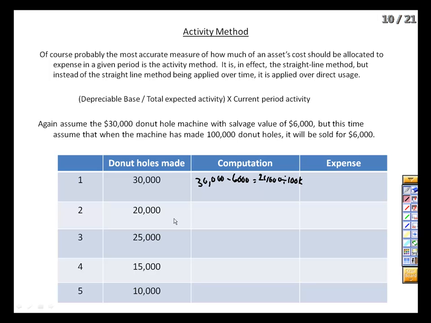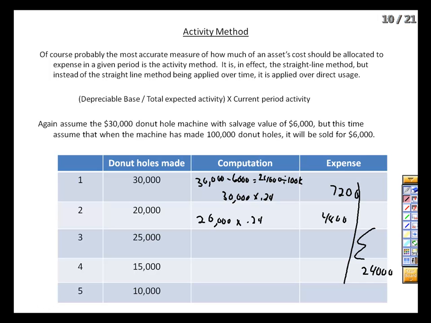If we've made 30,000 units in year 1, then we're looking at 30,000 times 24 cents. We're looking at $7,200 of depreciation expense in year 1. Our 20,000 units in year 2 is going to translate to $4,800 of depreciation expense, and so on. When all is said and done, these are going to sum to that same $24,000 and an ending net book value of $6,000. All we do is change the timing as we change our depreciation method.